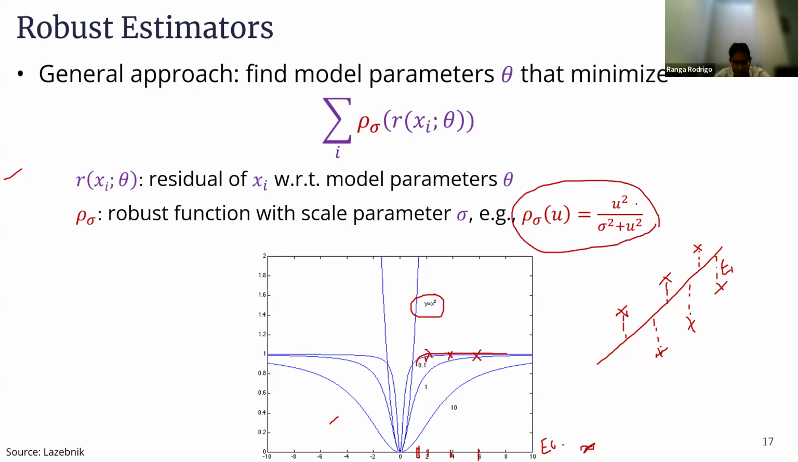You just do not square it, but you divide by sigma squared plus u squared. With this function, if you plot it, you will get a pattern like that. If sigma is equal to 10, it's like that. If sigma is equal to 1, it's like that, and so on. This is called a robustifying function. By applying a robustifying function to the error, we can get rid of this problem of outliers up to a certain extent. But then there are still problems.